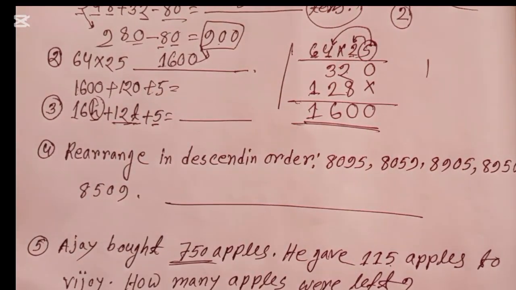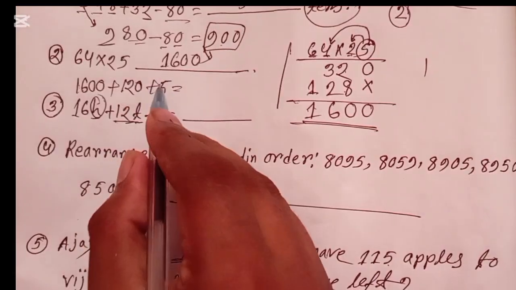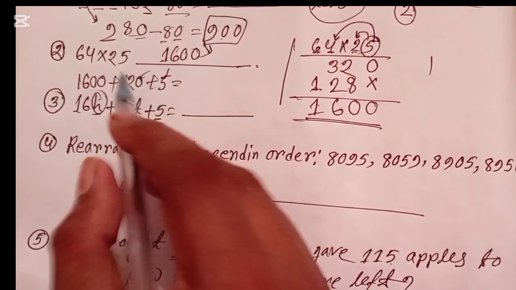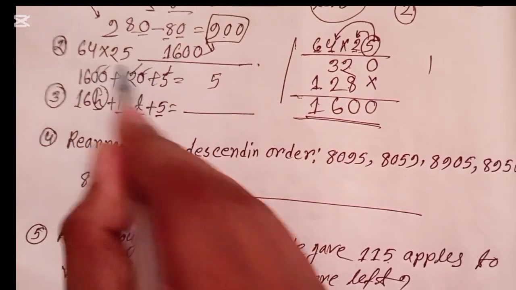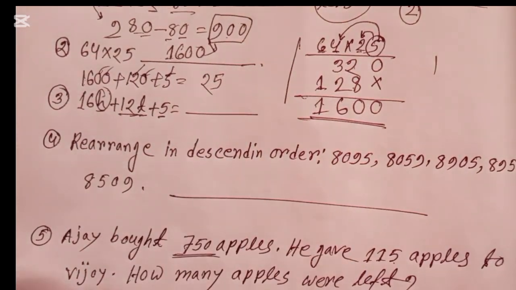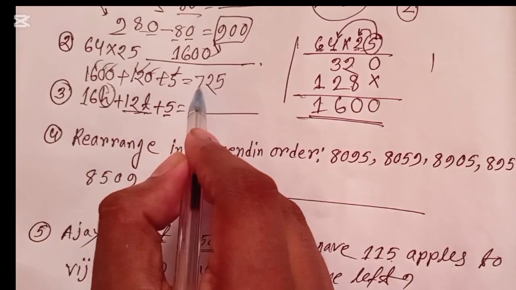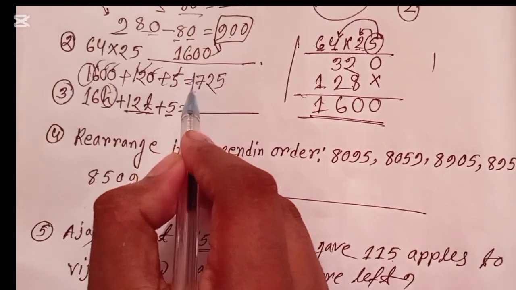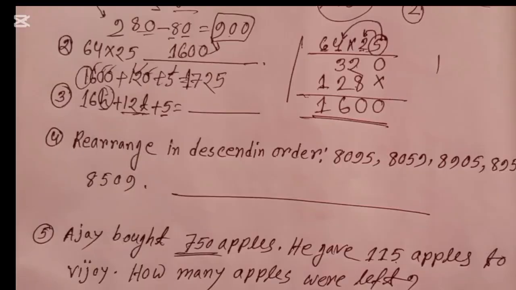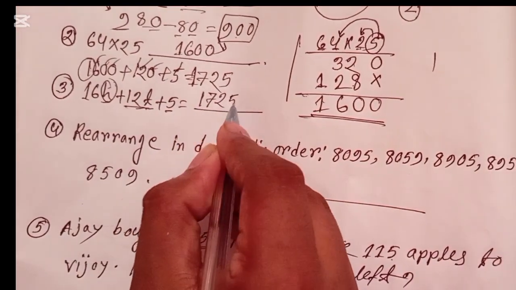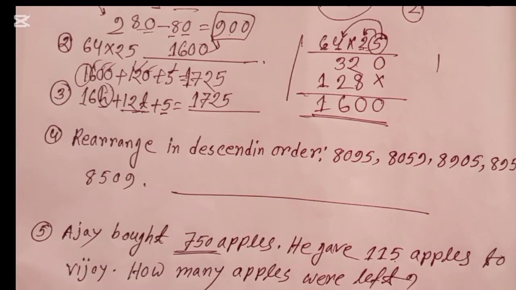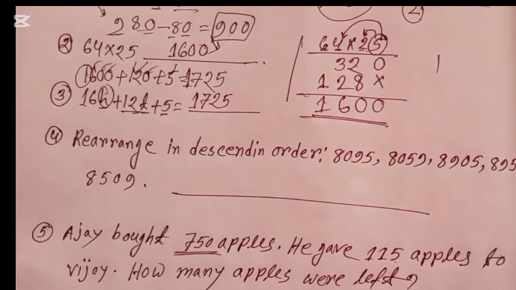Now we have to add all together. 5 and 0 will be 5. Then 2 and 0 will be 2. Then 1 and 6 will be 7, and bring down this other 1. So our final answer is 1725, or we can say 1725, as you wish. Okay, I think for numbers 1, 2, 3 you can get it.